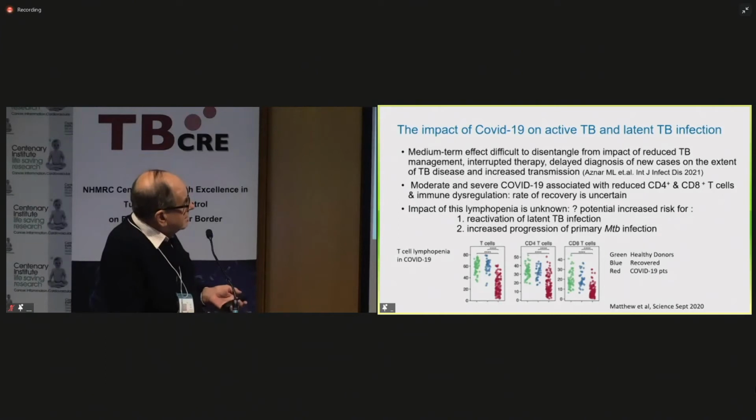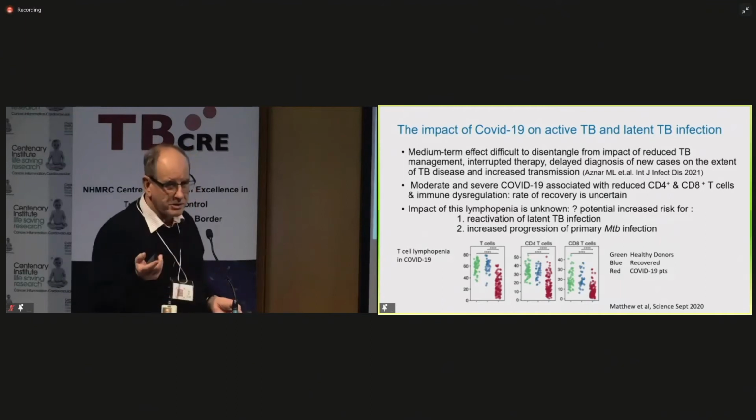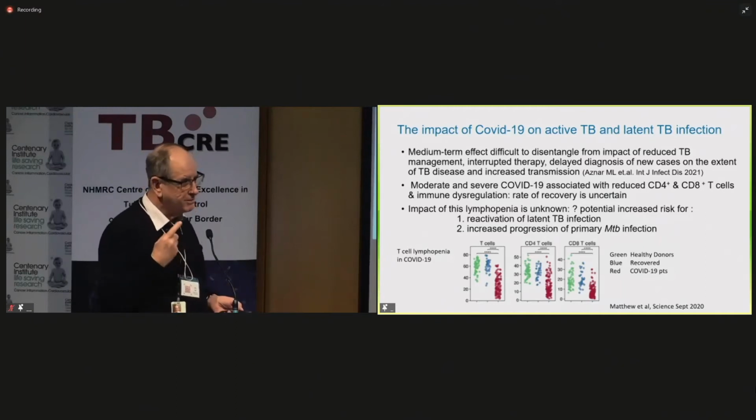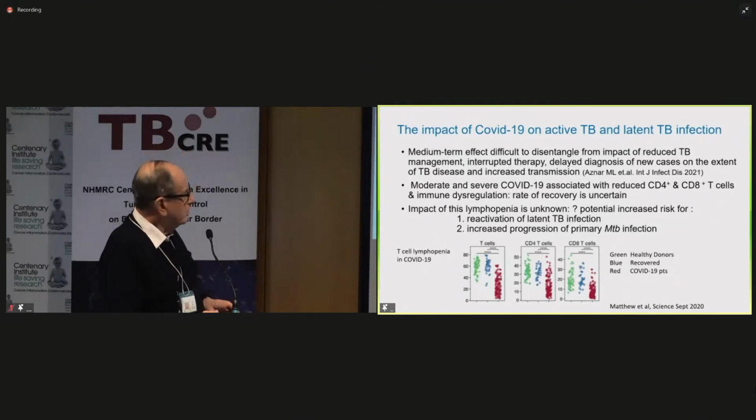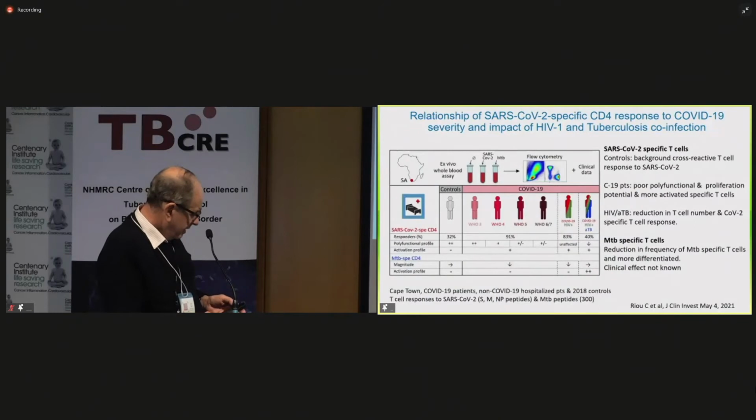Is this lymphopenia sufficient to cause reactivation of latent TB disease? Could it cause increased progression during exposure to TB infection in populations? If you've ever worked in an environment where there's both measles and TB, you're always struck by the impact of measles on the increased risk of TB in children, and whether we're going to see that in this context or not, we don't know.